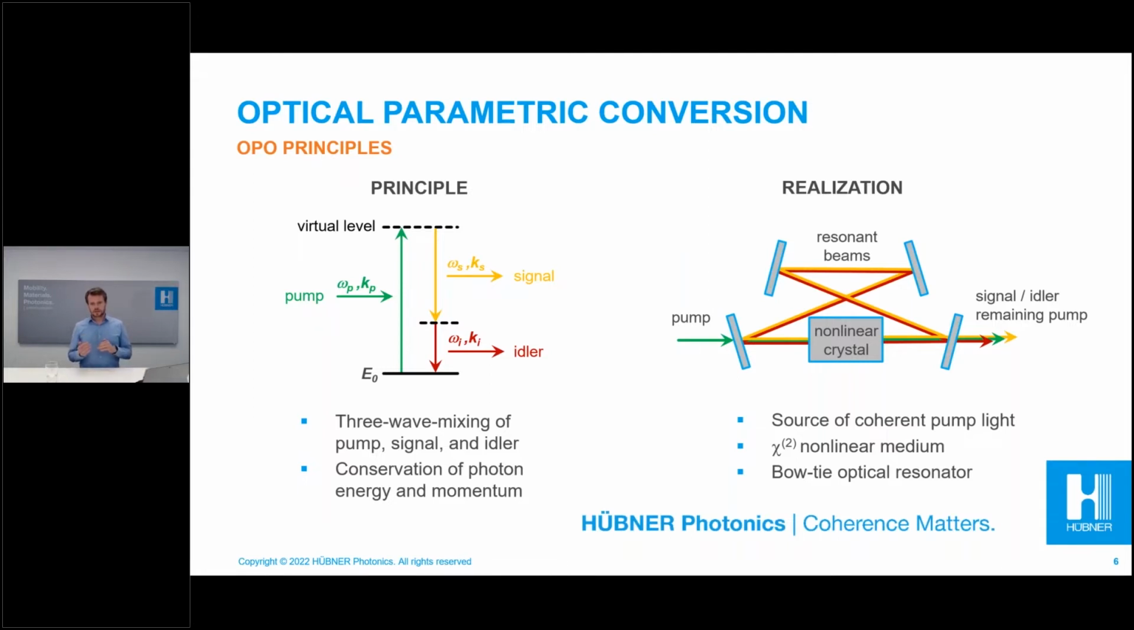The design concept of the optical resonator is to circulate the signal, idler, or both through the nonlinear crystal in multiple paths, typically in a so-called bow tie cavity. At the output of such cavities, usually there will be pump light, signal, and/or idler.